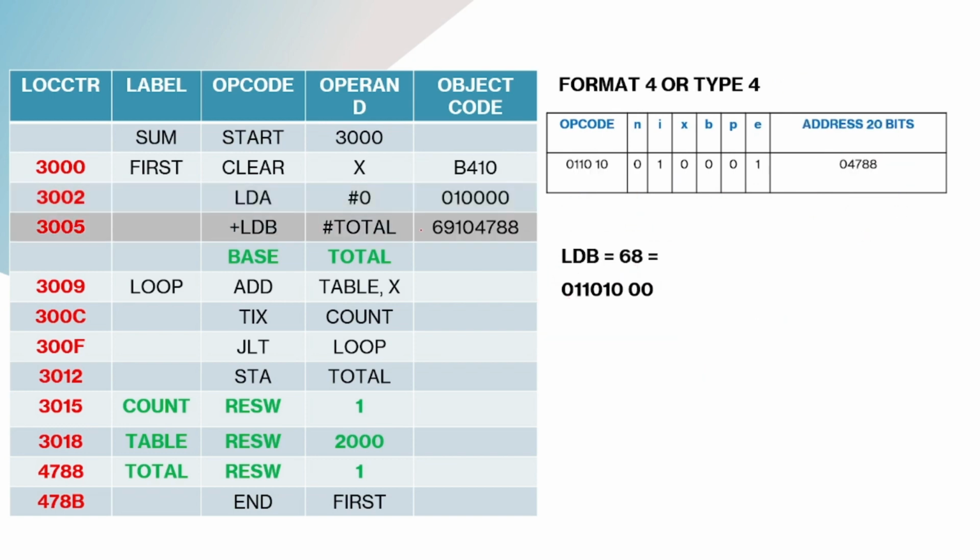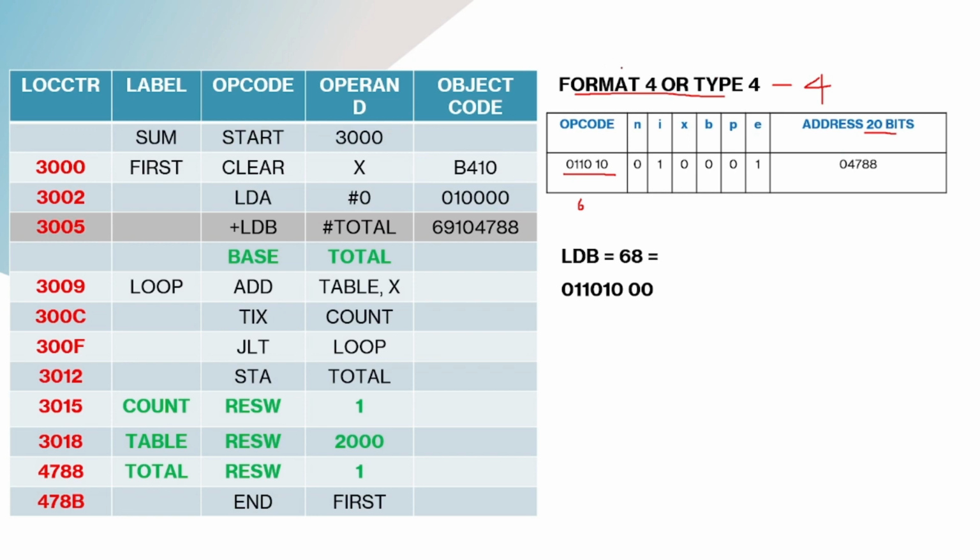Moving ahead, we have +LDB #TOTAL. So this plus represents a format 4 instruction, or a type 4 instruction, which takes up 4 bytes. Now, as usual, this is 6 bits, right? We have all of our flags right here, and then we have this space right here. This is 20 bits. We take in the address.